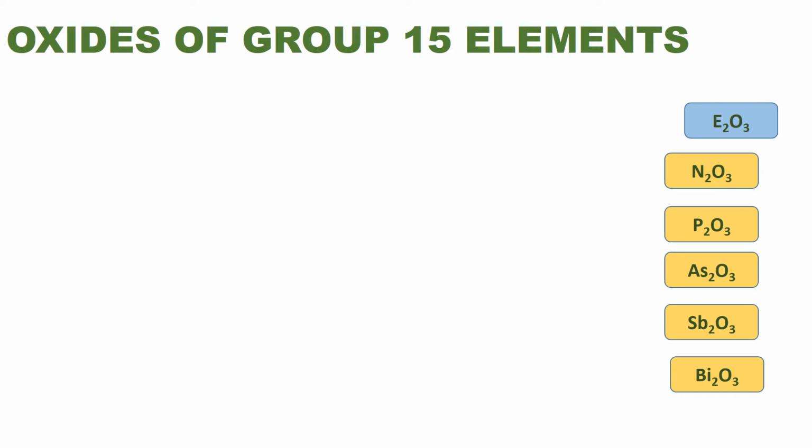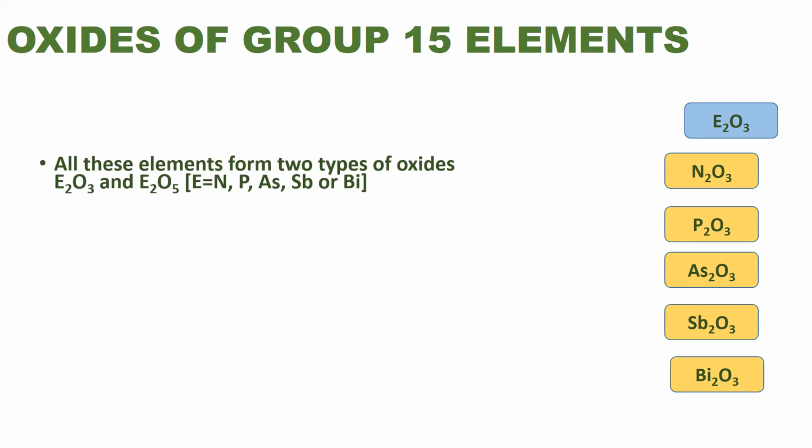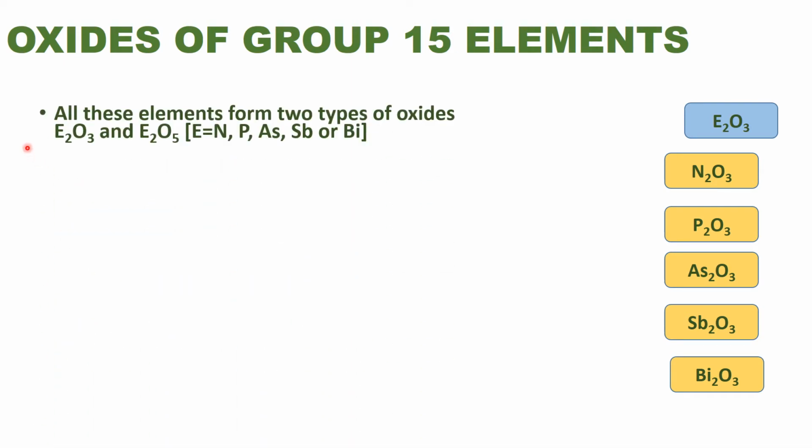Oxides of group 15 elements. All these elements form two types of oxides, E2O3 and E2O5. Here E represents nitrogen, phosphorus, arsenic, antimony or bismuth. These are the general formula of E2O3, that is N2O3, P2O3, As2O3, Sb2O3 and Bi2O3.